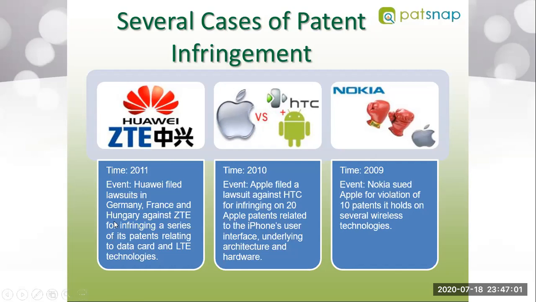And the last one, in 2011, Huawei filed lawsuits in Germany, France, and Hungary against ZTE for infringing a series of its patents relating to data card and LTE technologies. That means some features of mobile that ZTE uses from Huawei, so Huawei filed a patent infringement case against ZTE. So those are some cases of patent infringement.